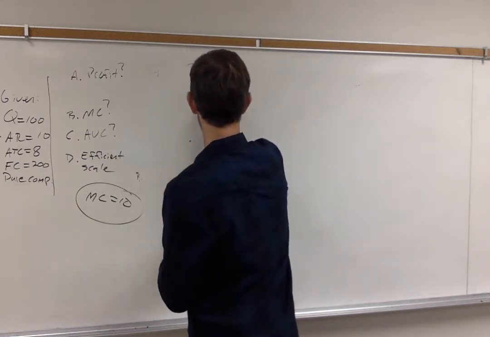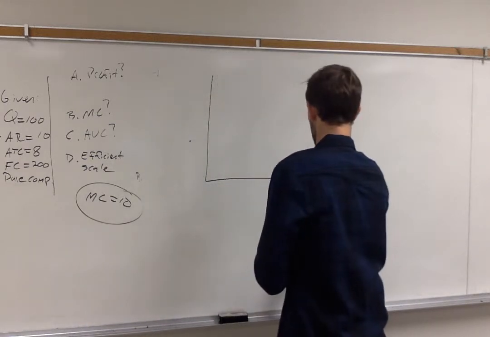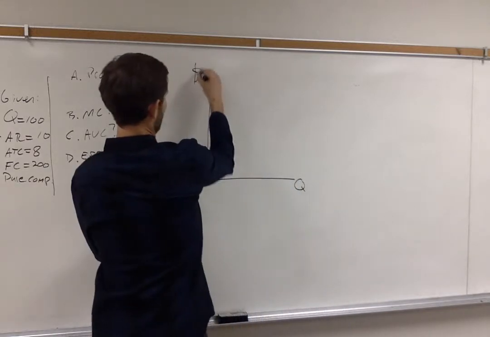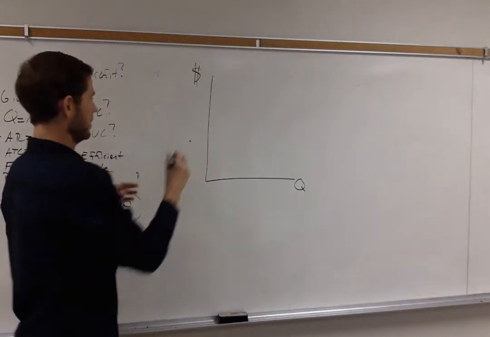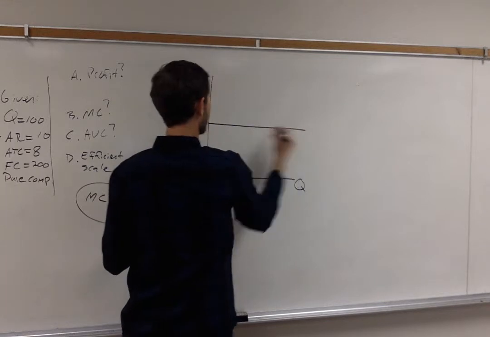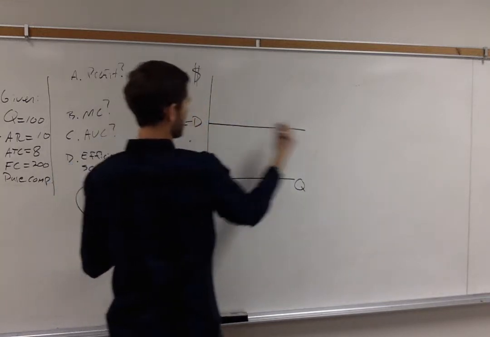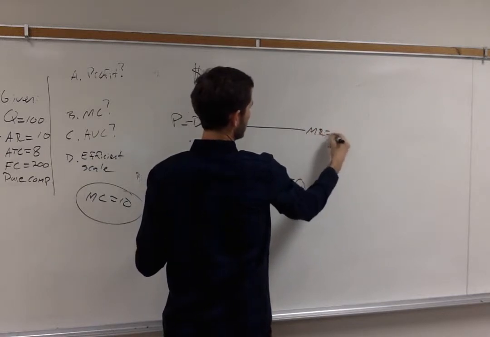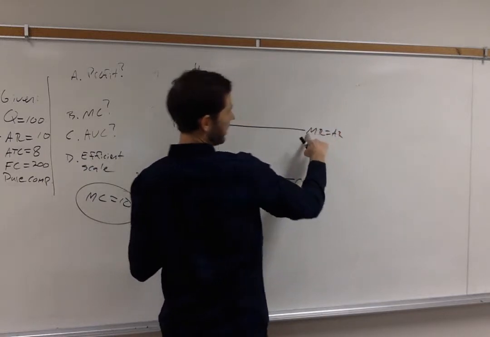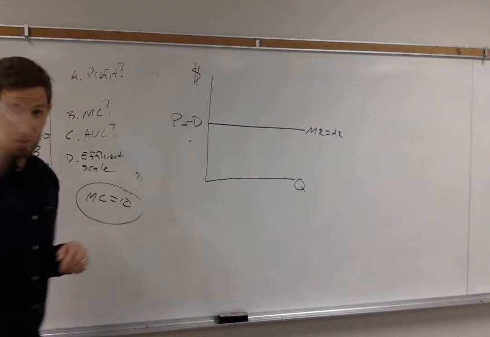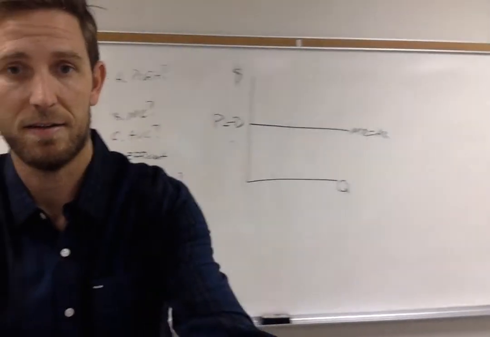Set it up like so, quantity and dollars on your axes, horizontal demand curve, because this is a competitive market. Demand is equal to price, it's equal to marginal revenue, it's equal to average revenue. You can put it over here or over there. I've seen both, no real significance to that.